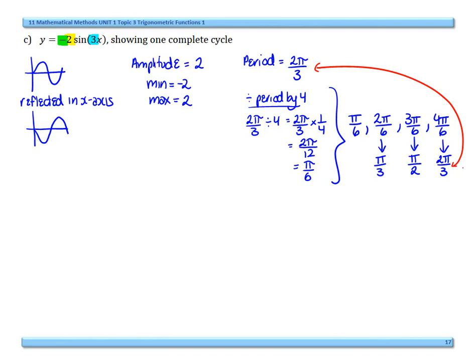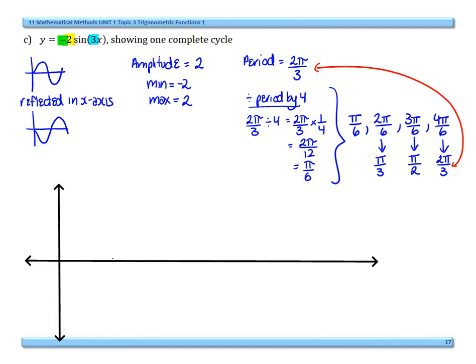I now go and draw my axes. 4 points. 1, 2, 3, 4. Scale, pi on 6, pi on 3, pi on 2, 2 pi on 3. Remember to label my axes, x and y. My amplitude was 2. Again, if it helps, use a ruler, unlike me, and draw in the dotted lines.